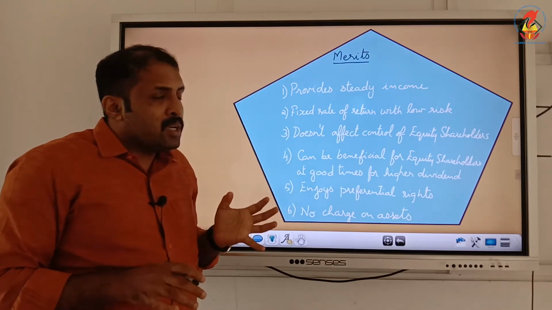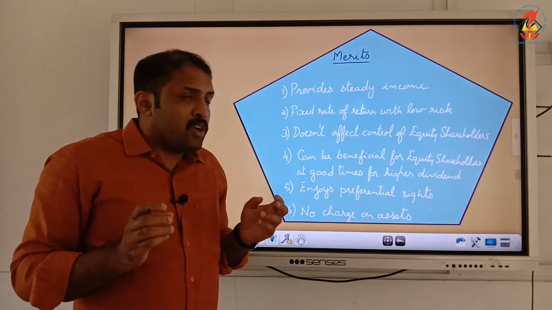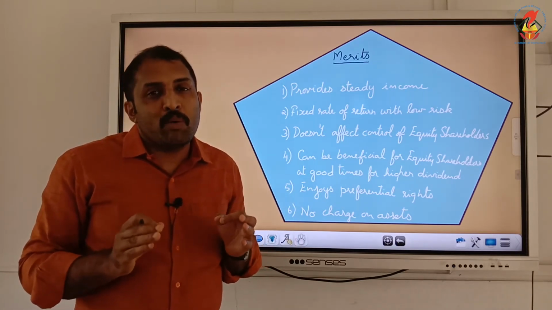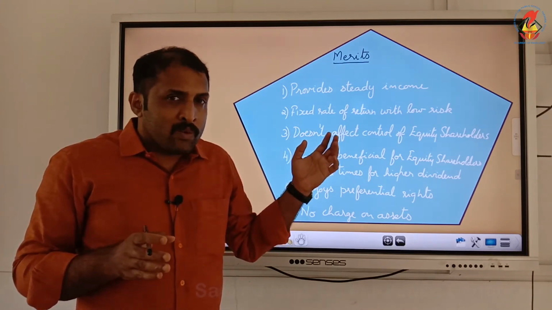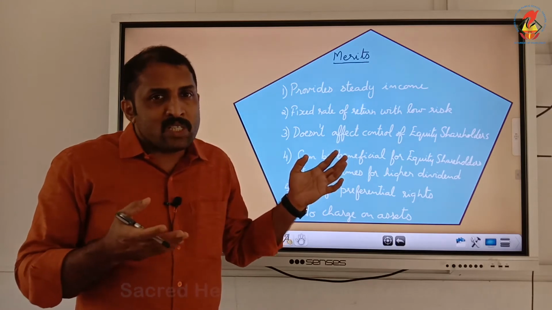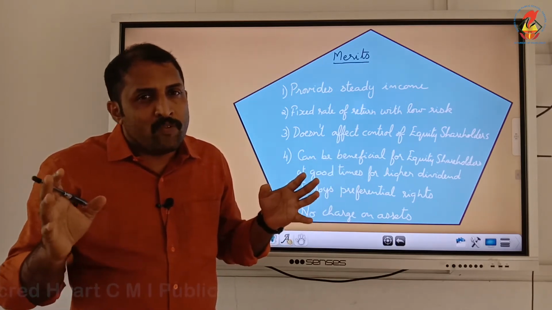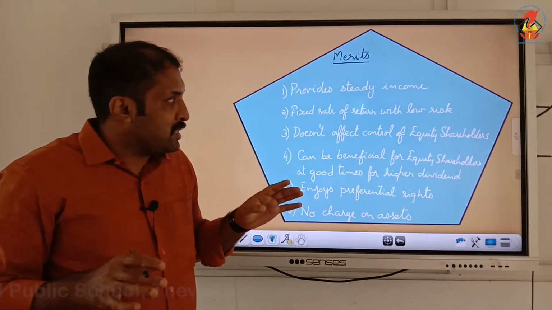Third one, it doesn't affect the control of equity shareholders, because preference shareholders don't have ownership in the company, whereas equity shareholders do. So issuing preference shares doesn't affect the control of the company or of equity shareholders, because preference shares don't have ownership rights.